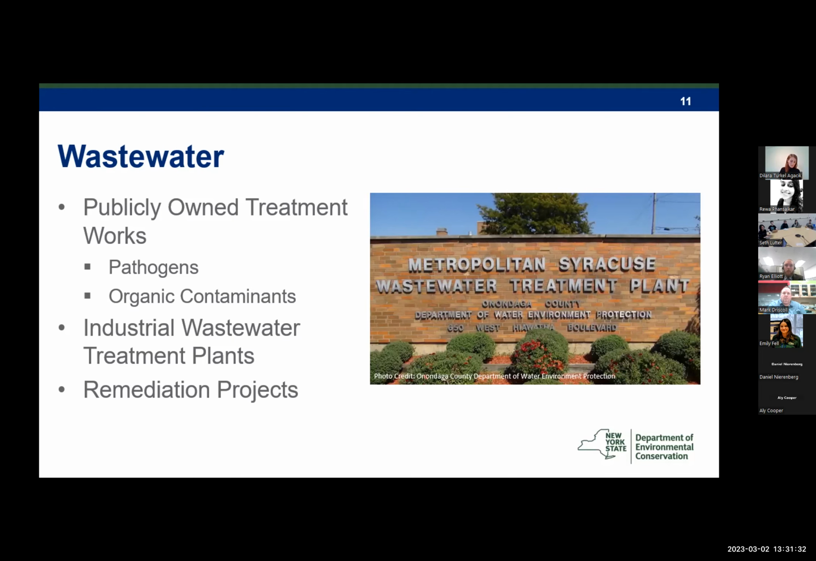And permits issued for publicly owned treatment works do not typically have limits for many of these organic contaminants, but they are more common in industrial wastewater treatment facility permit requirements. So this technology could also be used at these industrial facilities to meet their permit limits.